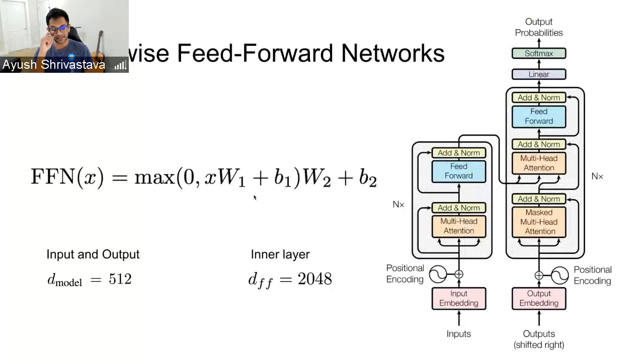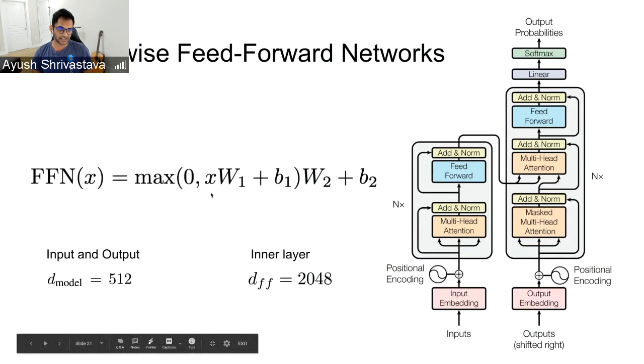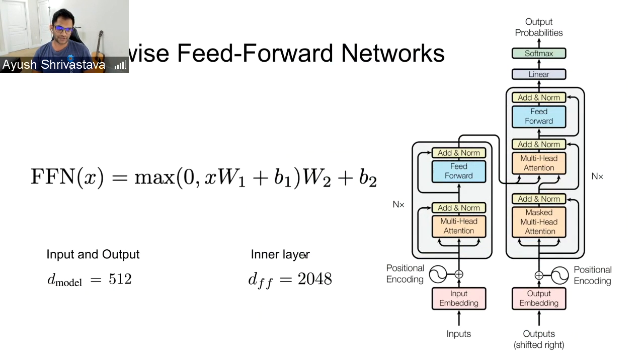Then we look at the feed-forward network that they have after add and norm, which is essentially two linear layers attached. The input and the output of this are of dimension 512, and the inner layer's dimension is 2048.